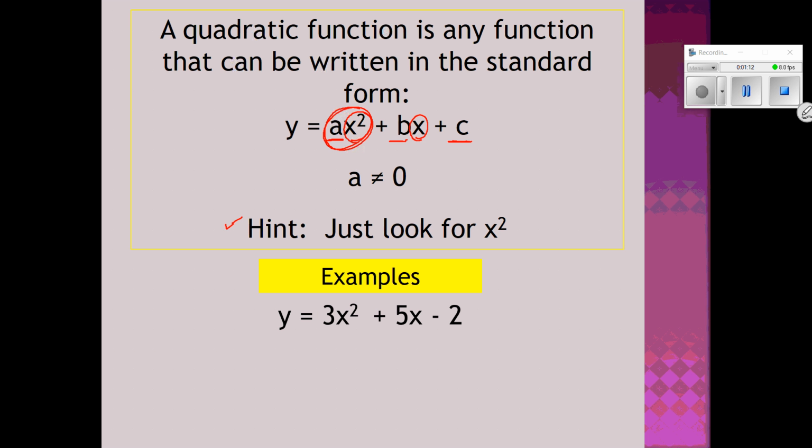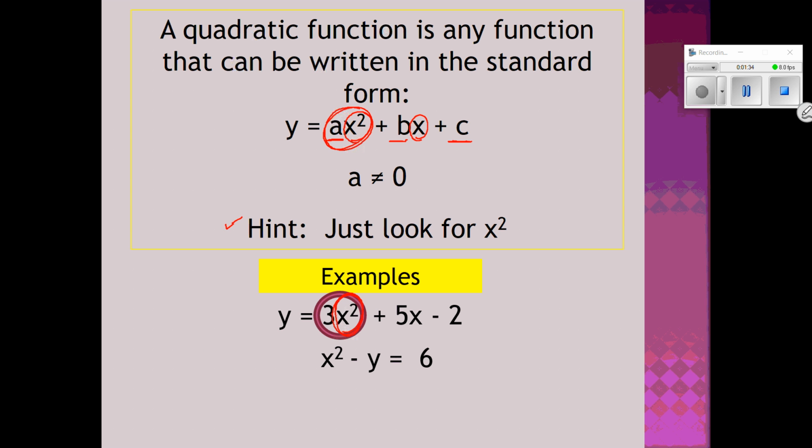For example, right here, you'll see it's in standard form, and x squared is the highest degree, so that's quadratic. If you remember us naming polynomials before, this would have been a quadratic trinomial because the highest degree was 2, and that's what we're looking for. The highest degree has to be 2.